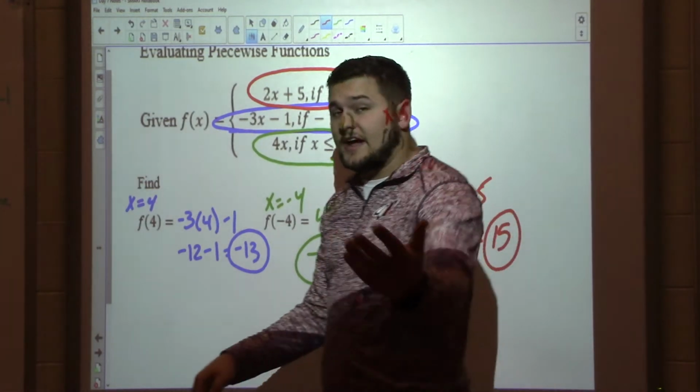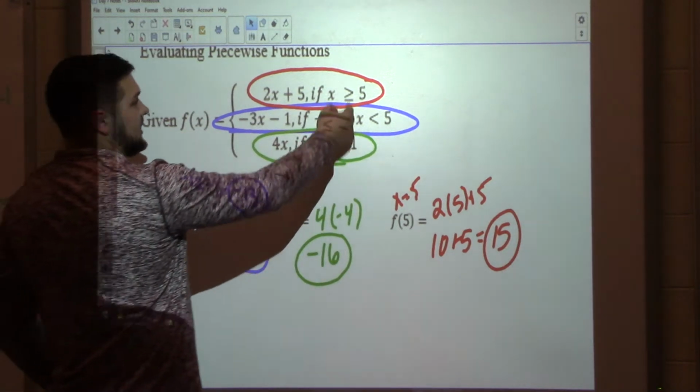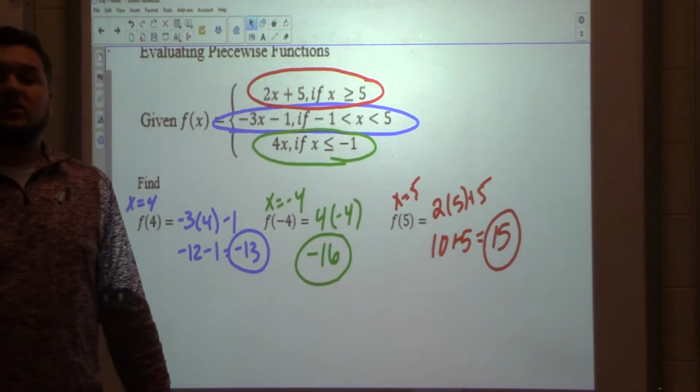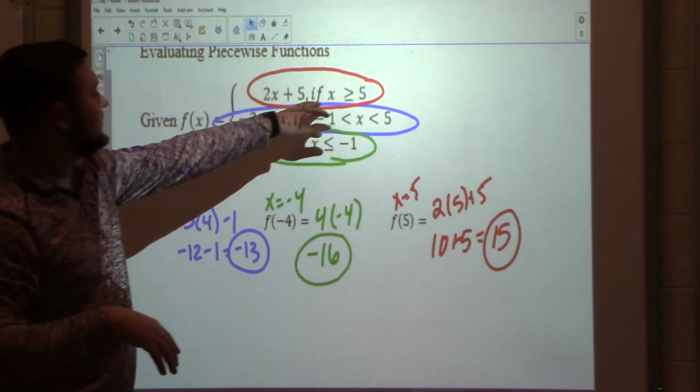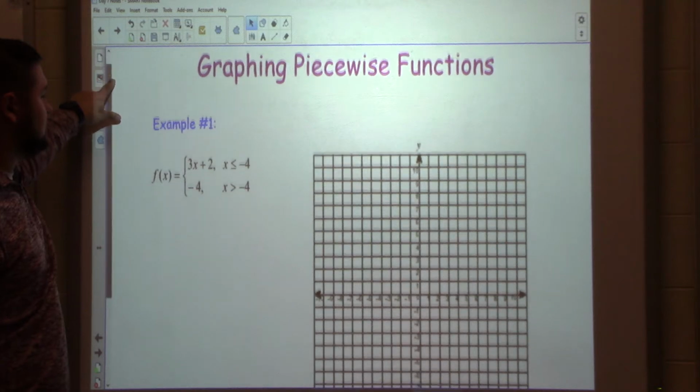So the big part when we're evaluating these piecewise functions is to figure out where our input is going, what our x value is, and take the corresponding function that goes with it. Alright, let's talk about drawing them a little bit, because we're going to do that too.